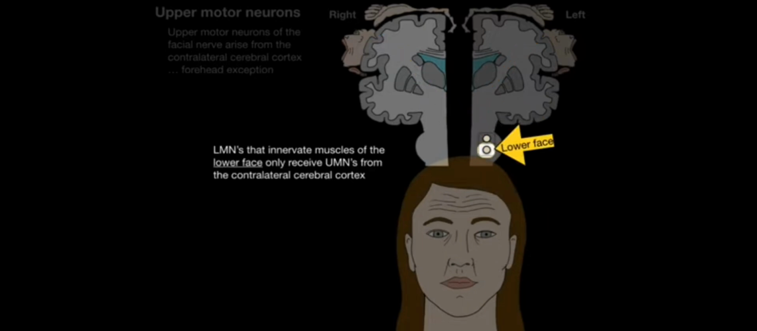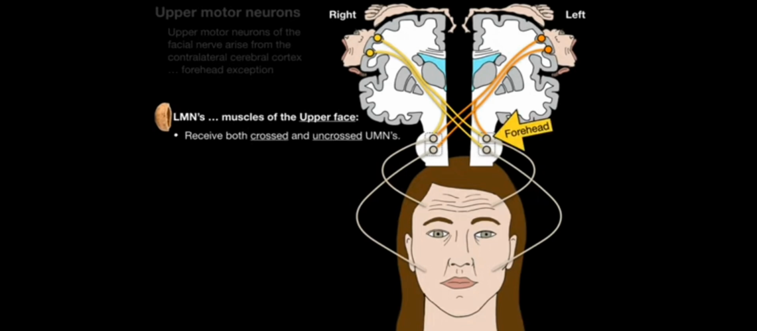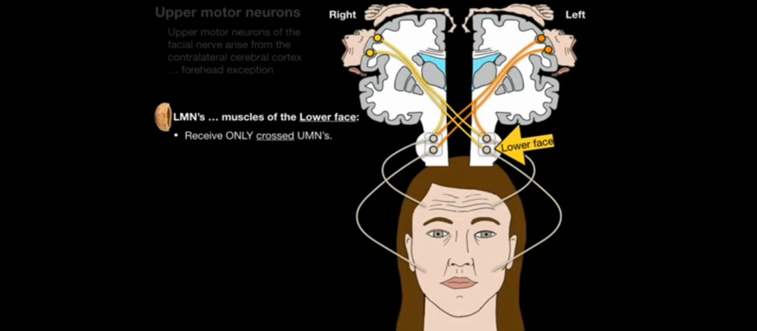Now, if we take a look at the lower face, lower motor neurons that innervate muscles of the lower face only receive upper motor neurons from the contralateral cerebral cortex like that. So let's do a little nutshell moment here, okay? So lower motor neurons that innervate muscles of the upper face receive both crossed and uncrossed upper motor neurons, whereas lower motor neurons that innervate muscles of the lower face receive only crossed upper motor neurons.